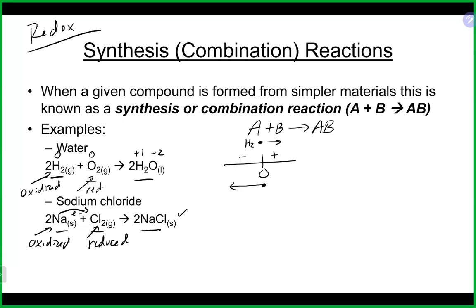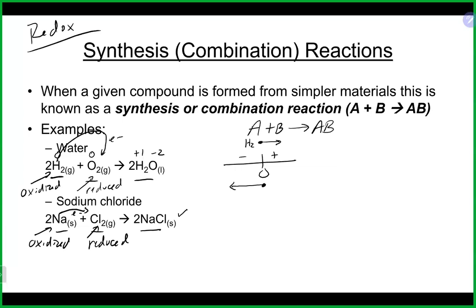It is getting reduced. So what is actually happening here is we're sending some electrons over, basically, from the hydrogen to the oxygen. And that transfer of electrons is really what's taking place here. Even though we call it a synthesis or combination reaction, what ultimately has happened here is a redox reaction where we are transferring those electrons. Any questions on that there? So that's kind of what you want to look for.